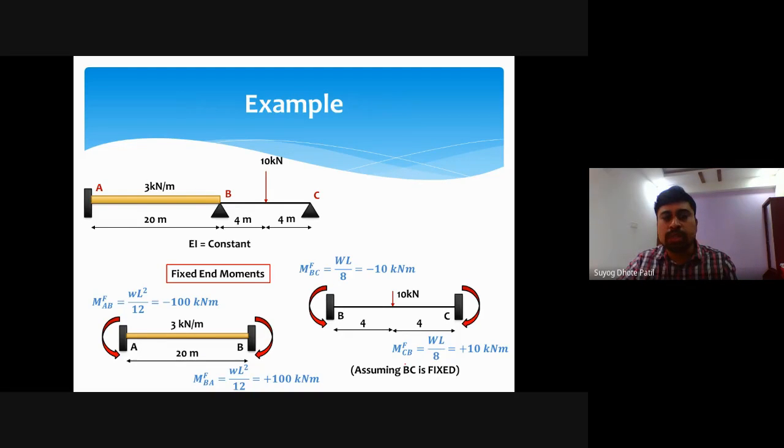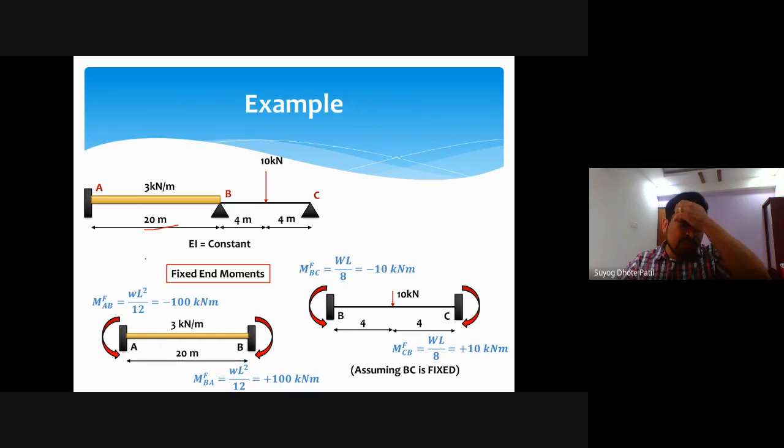So this is a simple numerical. Let us solve it. We have support A fixed, support B hinged, and support C hinged. Over beam AB there is a UDL of 3 kilonewton per meter, and over beam BC there is a concentrated load at the center at 4 meter, 4 meter. The length of AB is 20 meters.